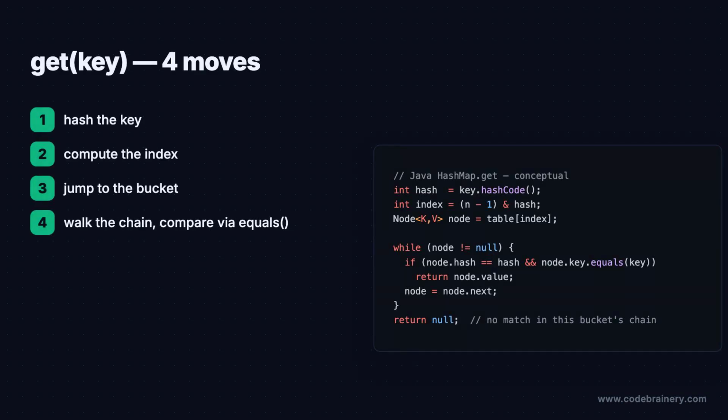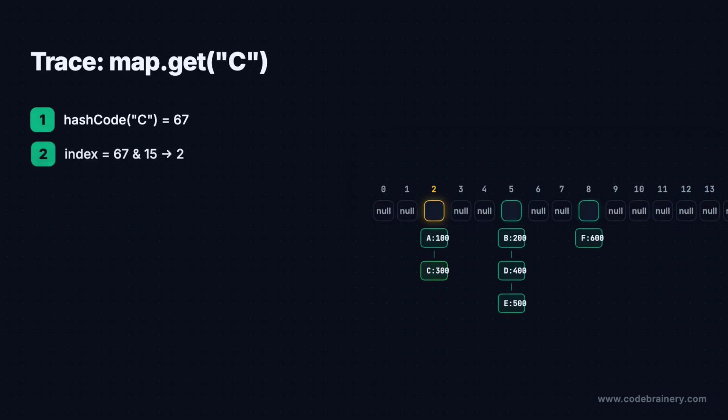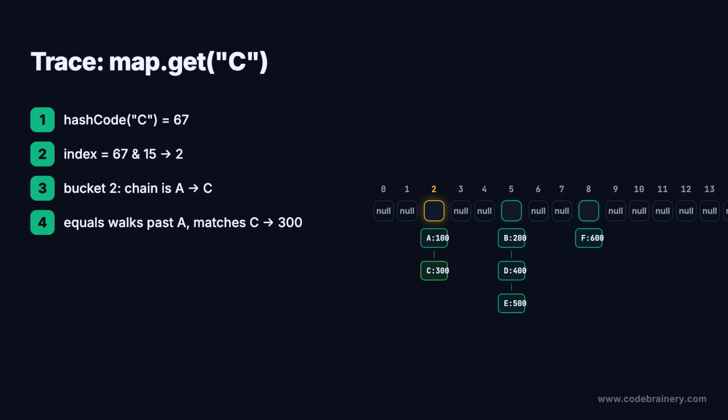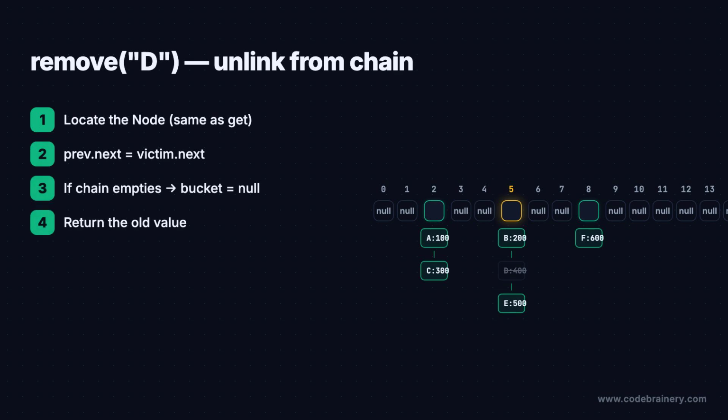Getting a value out, 4 moves. 1. Hash the key. 2. Compute the index. 3. Jump to that bucket. 4. Walk the chain, comparing each node's key with the equals method. First match wins. No match, return null. Look up the key C, see its hashCode is 67. Index, 67 bit and 15, equals 2. Jump to bucket 2. The chain there is A then C. Equals says C is not A. Walk next. Equals says C equals C. Return 300. Done.